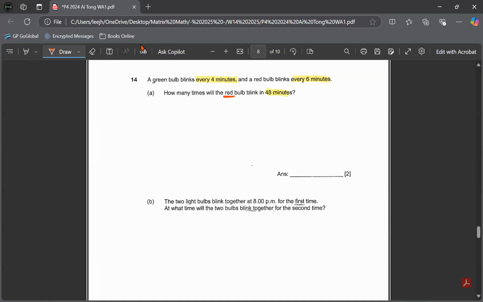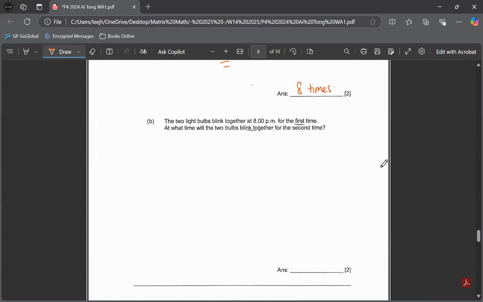Which means how many groups of 6 are there in 48? So you take 48 divided by 6. Your answer is 8 times. Understand? Question number B. The two light bulbs will blink together at 8 p.m. for the first time. So they give you the first timing of 8 p.m. The first timing is 8 p.m.